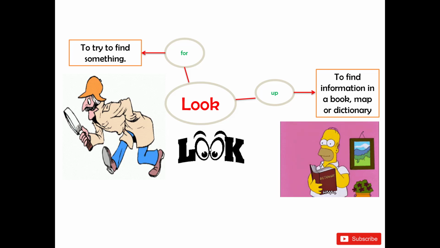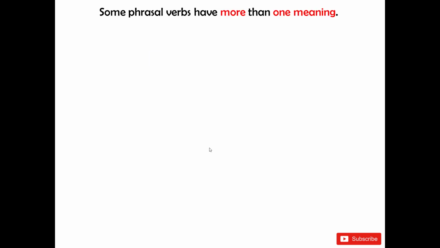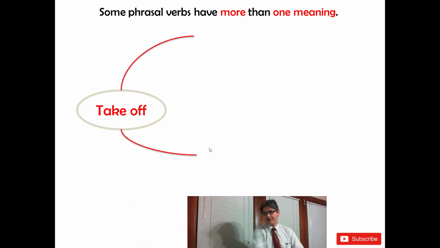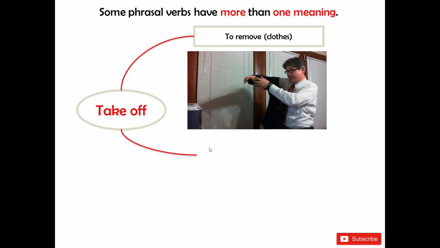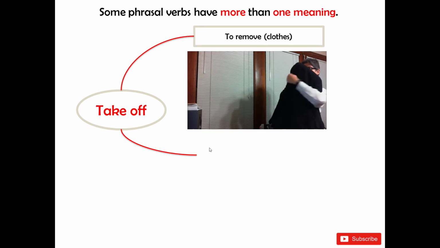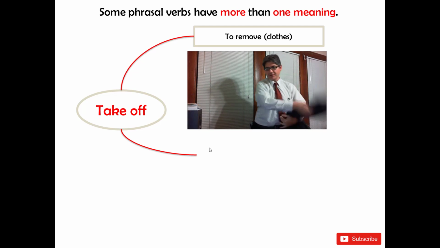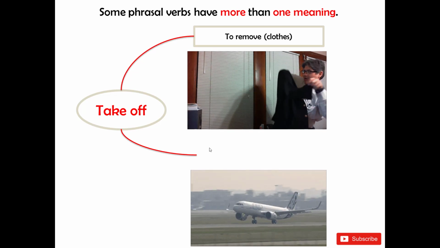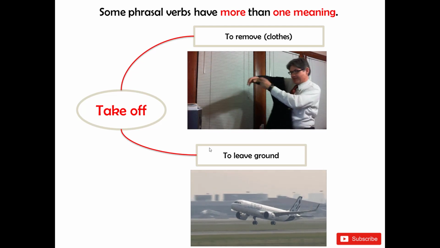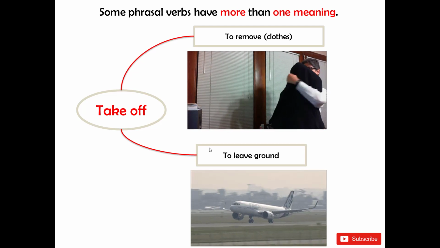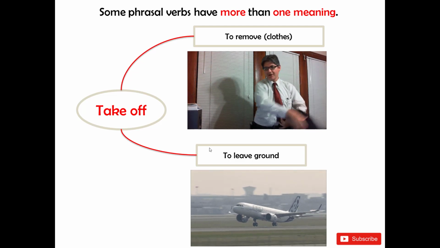Some phrasal verbs have more than one meaning. For example, take off. Take off can mean remove your clothes, like in this picture or in this video. He is taking off his jacket. And it can also mean to leave the ground, like in this picture or in this video. The plane is leaving the ground now.